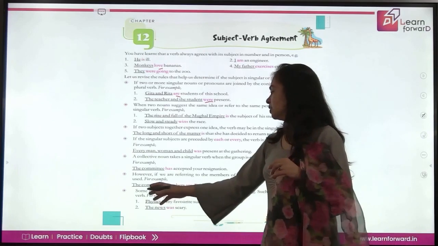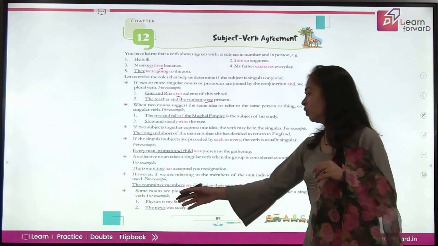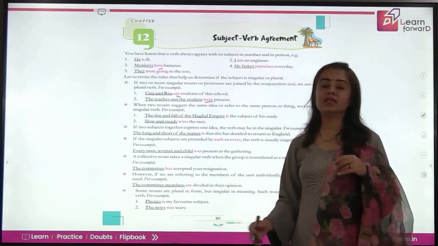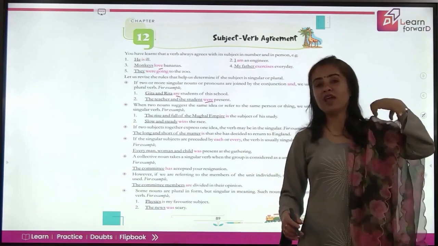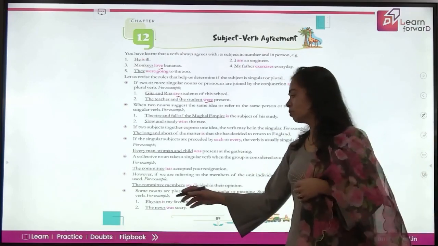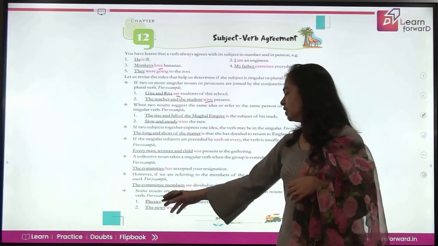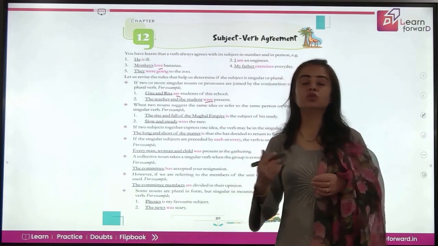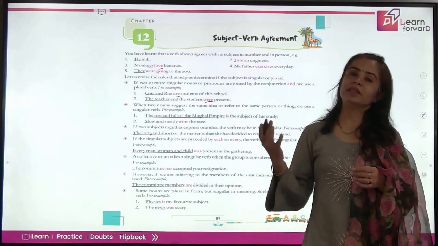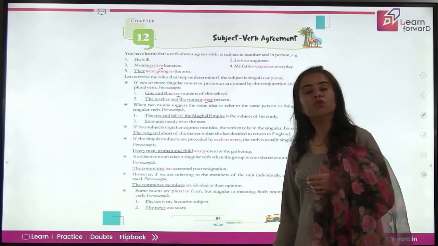Coming to next, some nouns are plural in form. They appear to be, like if I talk about physics, you feel that this is a plural subject because it is S ending. So we have to be very careful because the subject here is actually singular. It will take a singular verb with it. So physics is my favorite subject. Similarly, the news sounds to you to be plural, but it is a singular noun and we say the news was scary.